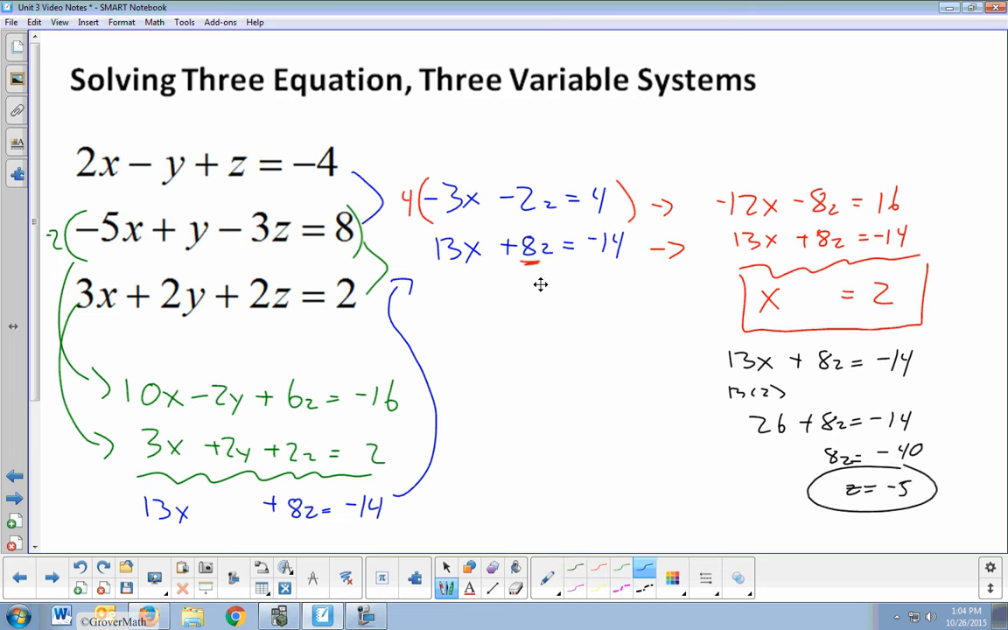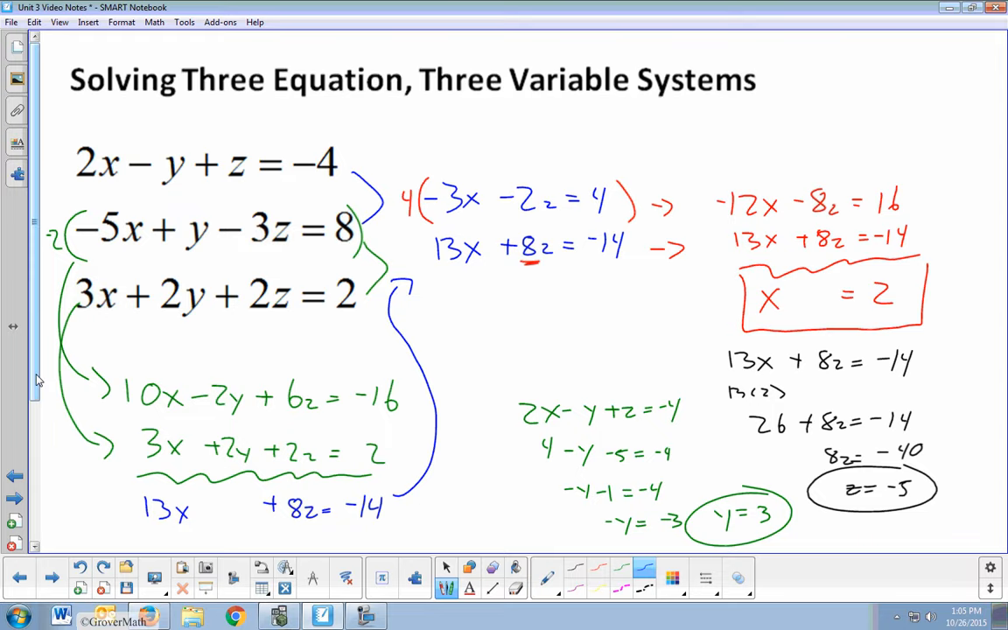And now that I plugged into here, now I can take both my answers and plug into an original. I'll plug it into, again, pick any one you want. I'm going to take the top one here. 2x minus y plus z equals negative 4. 2x is 2 times 2, so that's 4. Minus y is what I don't know. Plus z is really plus negative 5 equals negative 4. 4 minus 5 here, which I can make a negative 1 equals negative 4. I could add 1, making it negative y equals negative 3, and I get y equals 3. And so I have x equals 2, y equals 3, z equals negative 5.